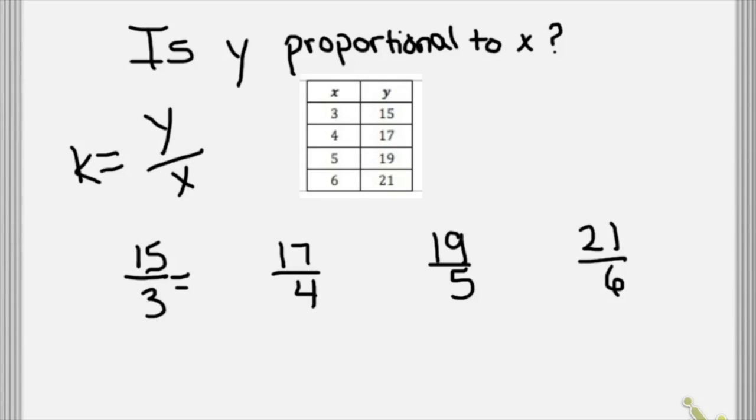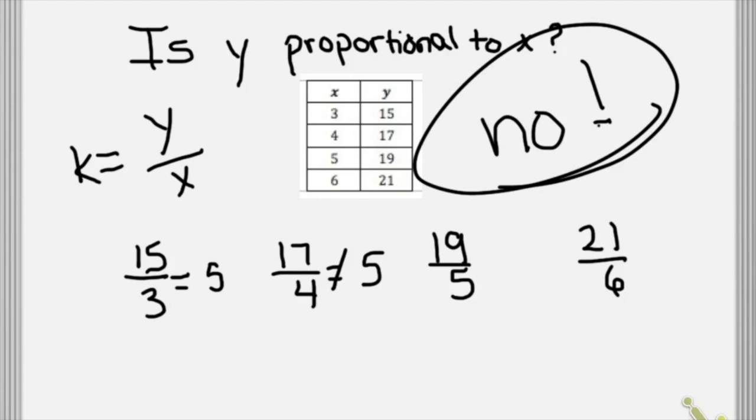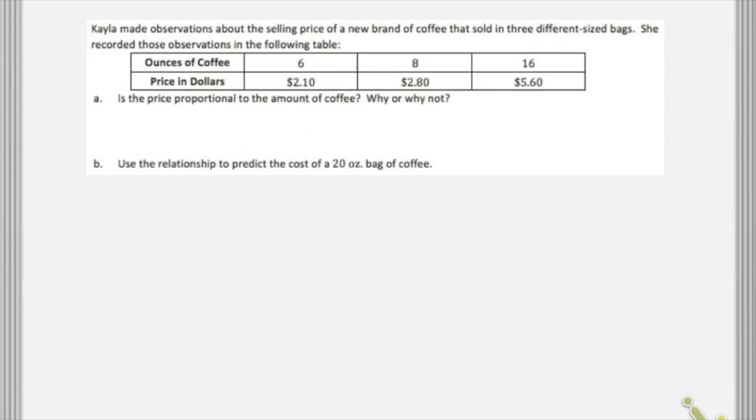So 15 over 3, that one equals 5. 17 over 4, well, that one doesn't equal 5. So I'm just going to say that it doesn't equal 5, and I automatically know that it's not proportional. So I don't even have to worry about the rest. If one of them isn't proportional, then the rest of them aren't.